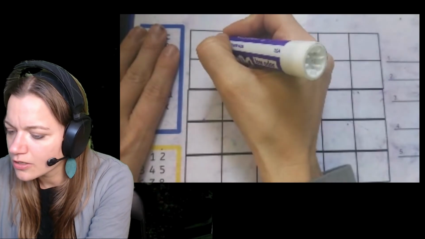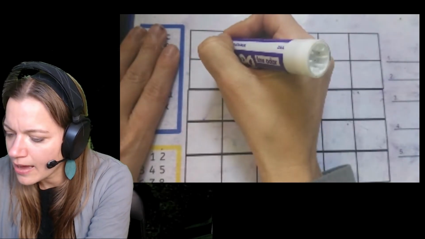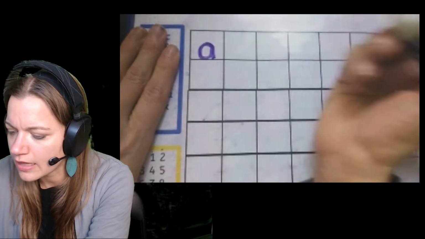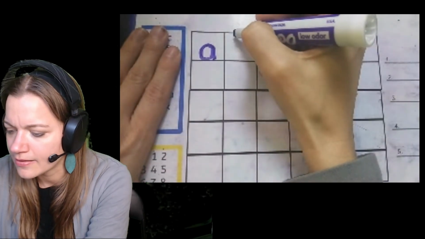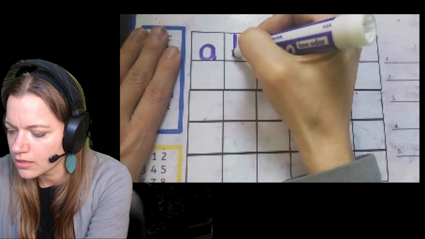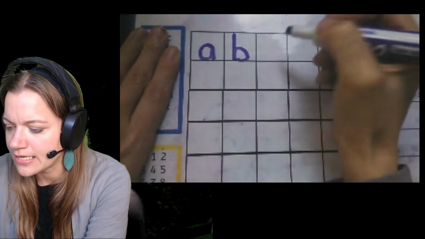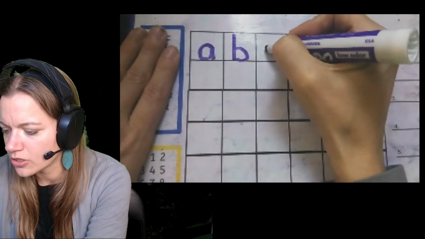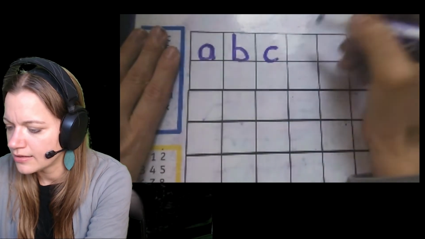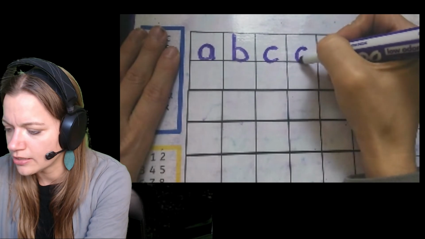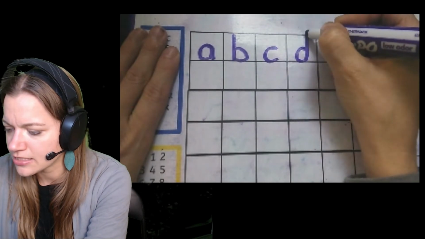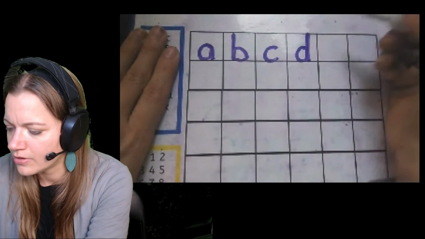So now let's jump onto the document camera and take a look at how to form those letters. So we do curly C, up and close, short line down: A. B, tall line down, up, hook around: B. C, curly C. D, curly C, up to the sky, tall line down.